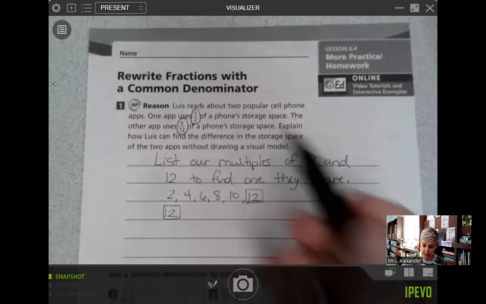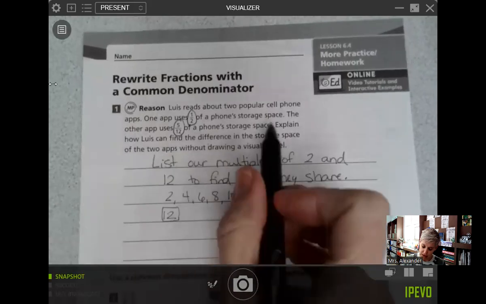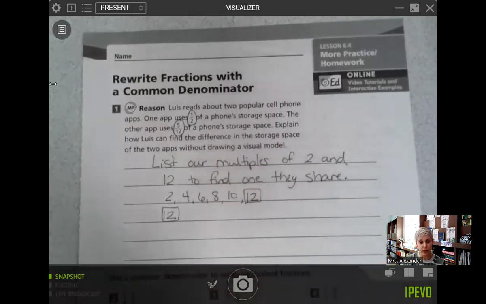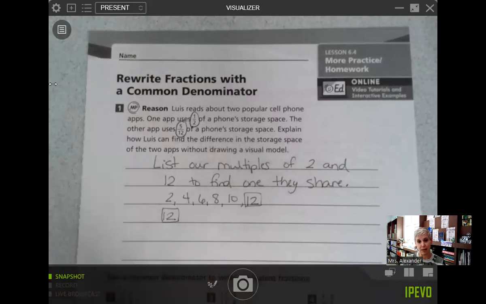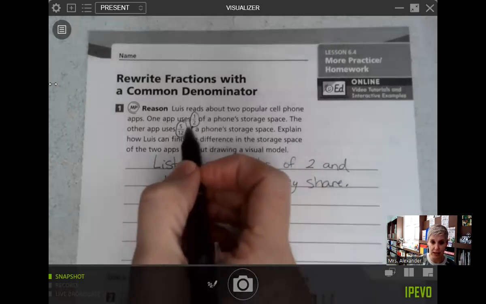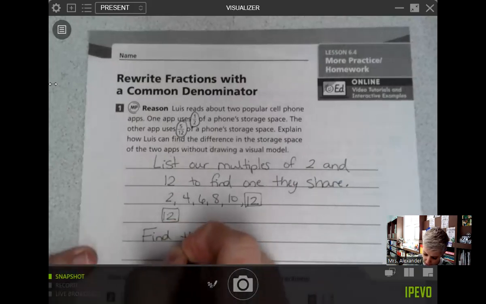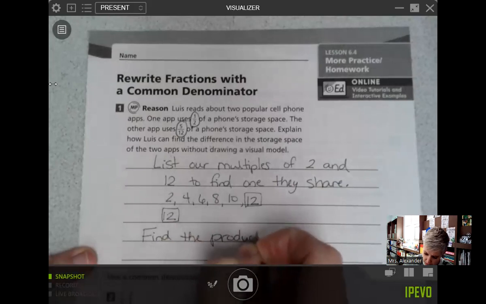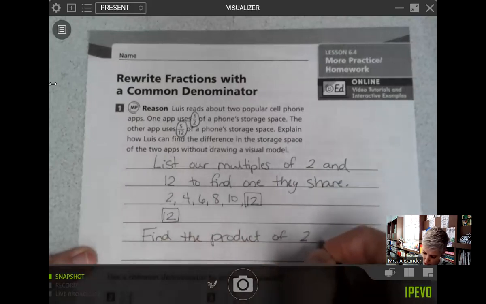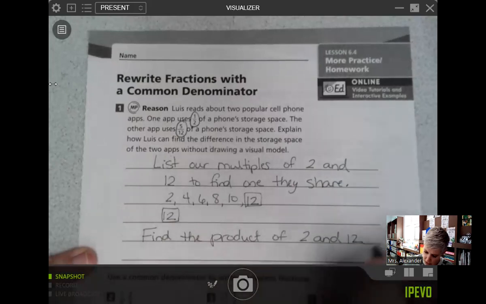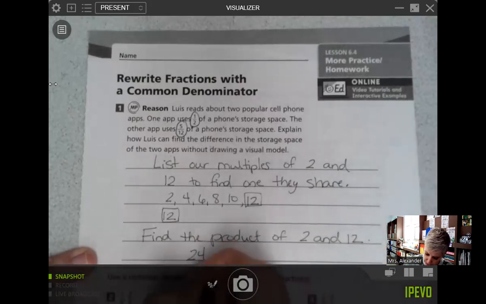Another way we talked about in class to find that difference, because we need fractions that have the same denominator, as we said in class, that means that the sizes are the same, and then we can combine or remove those same size pieces like with our fraction tiles. What I can do is find the product of my denominators. So I can, let me write that. I can find the product of the denominators, which would be 2 and 12. So then our denominator would be 24.